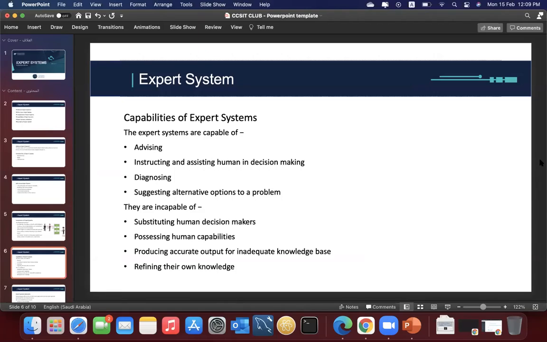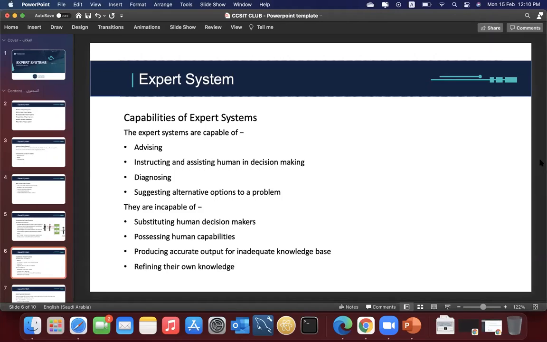So the expert system does not have the capability of decision making. It basically will instruct and assist. It does not have decision making ability, and at the same time it cannot possess human capabilities, meaning that not everything a human expert can do, an expert system can also perform. So rarely do you find an expert system performing a wide range of functions. It's not really wide in what it can do, but the things that it does, it will do perfectly and similar to what a human expert would do.